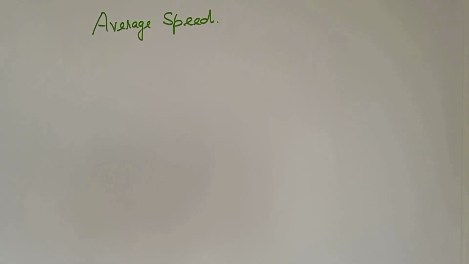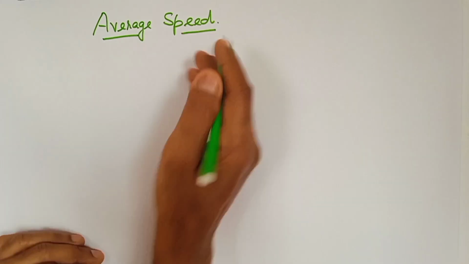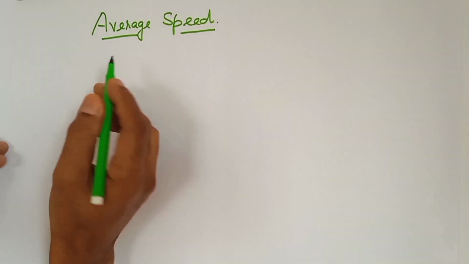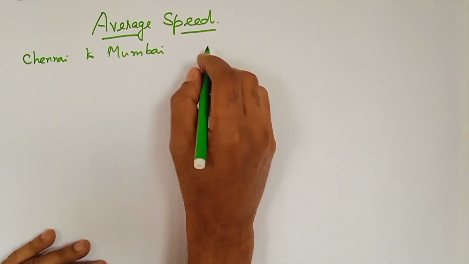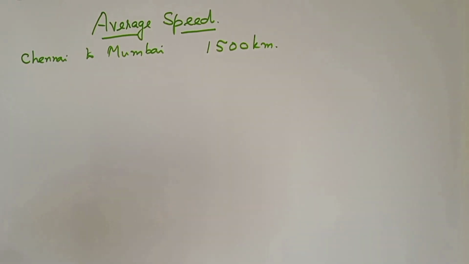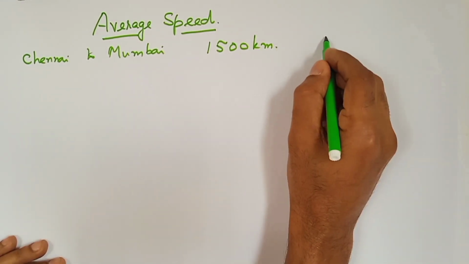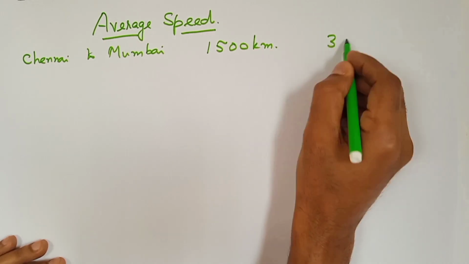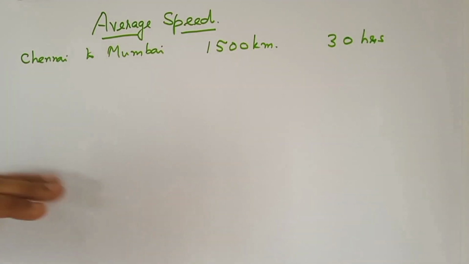Hey guys, we are looking at a concept called average speed in time and distance. It's a simple idea. Supposing you're traveling from, say, Chennai to Mumbai. I don't know the distance between these two places. Let's assume that to be 1500 kilometers. And the total time you've taken to cover this entire trip from Chennai to Mumbai, let it be, say, 30 hours. Then how do you calculate the average speed?